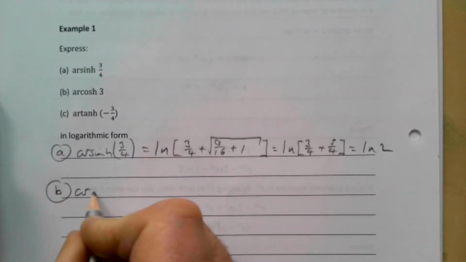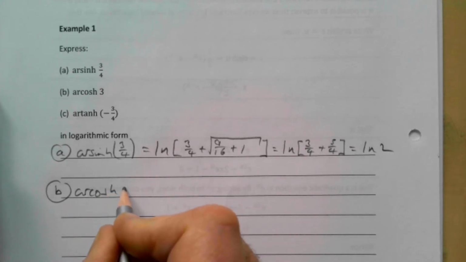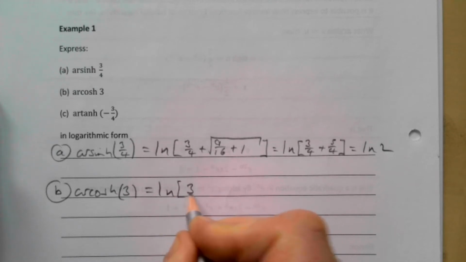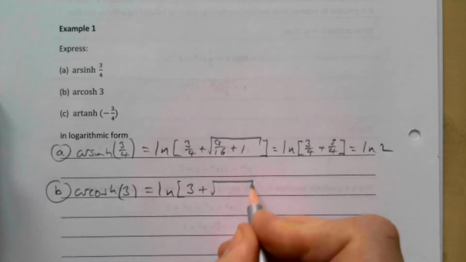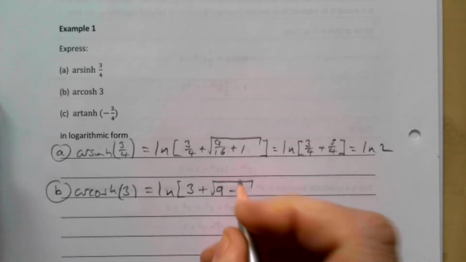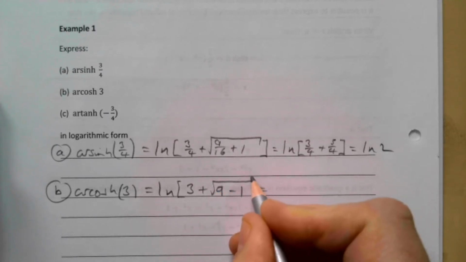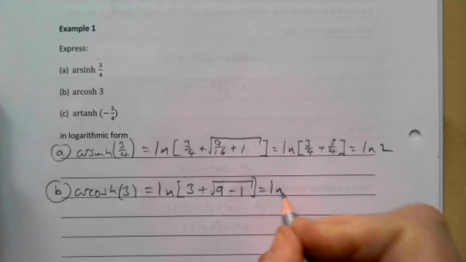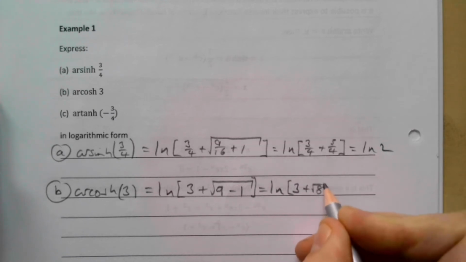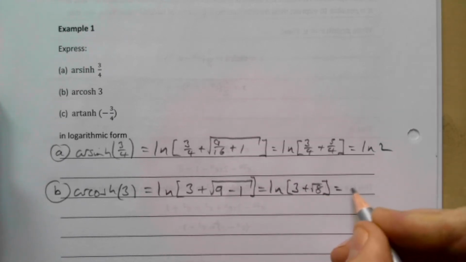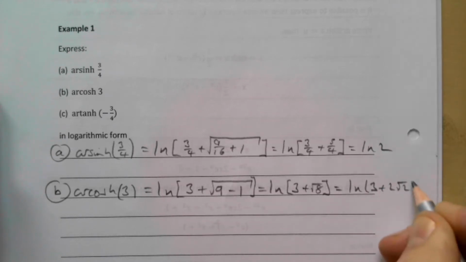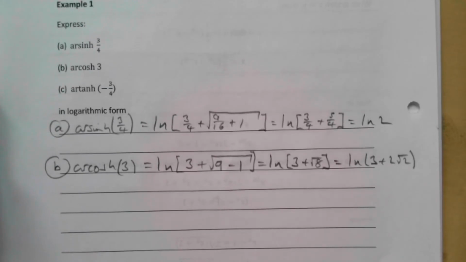Part B, arcosh of 3. So it's ln of 3 plus the square root of 3 squared, take away 1. So it's 9, take away 1. Right bracket here, sorry. That gives me ln of 3 plus root 8. Well, if you want to tidy that up, then ln of 3 plus 2 root 2.